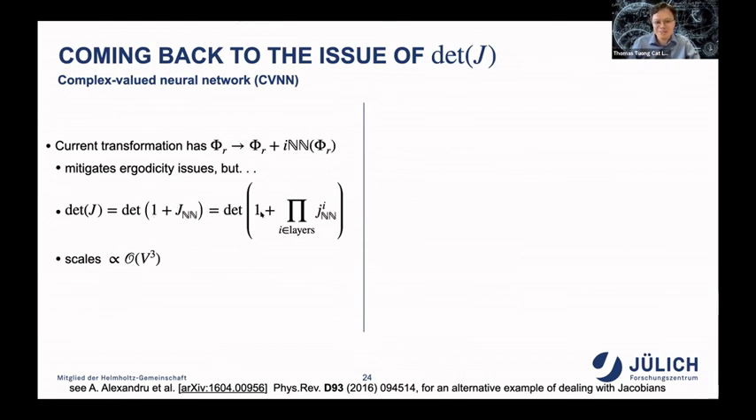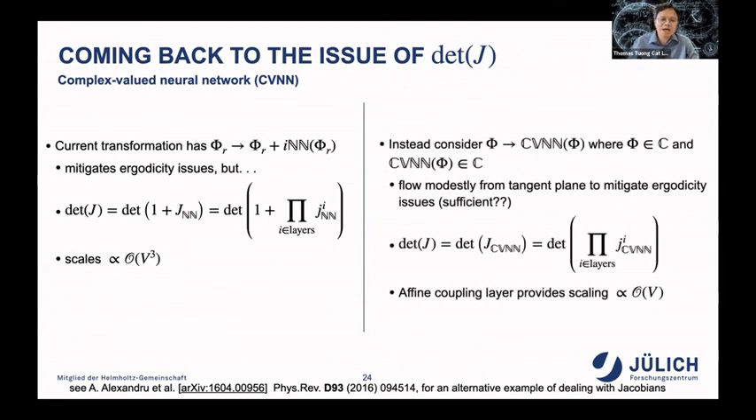And with this particular form of the Jacobian, because of this 1 plus here, there's nothing we can do to make it scale favorably. It will scale with order volume cubed. That's one of the restrictions of this particular type of neural network, and it's the reason why it's hard for us to push to very, very large systems. So recently we've come back and instead considered what we call a complex-valued neural network.